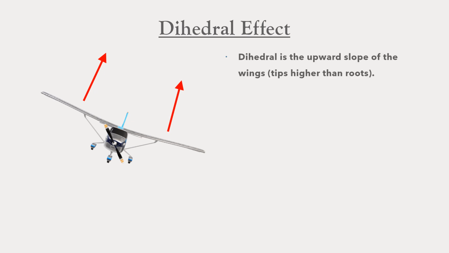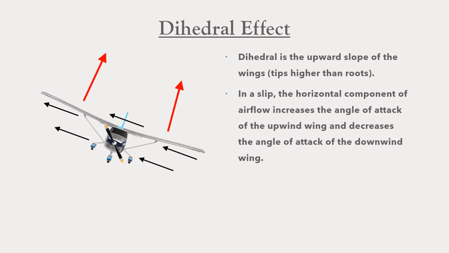So when you look at an airplane on the ground, in some aircraft you'll notice that the wing tips are a little bit higher off the ground than the wing roots. That's true in many aircraft, but not all. When that is true, we say that that aircraft has some degree of dihedral.